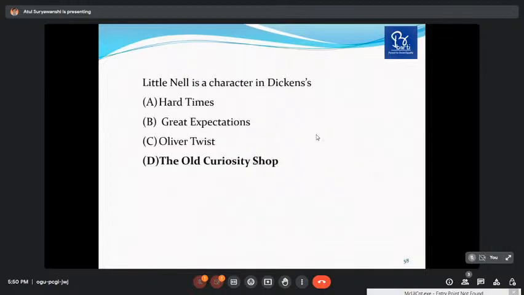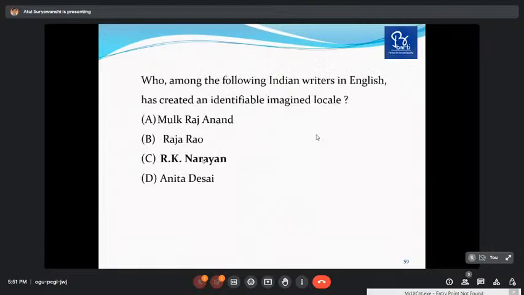The next question. Little Nell is a character in Charles Dickens' which novel? And this character, Little Nell, appears in The Old Curiosity Shop. Who among the following Indian writers in English has created an identifiable imagined locale? An identifiable imagined locale appears in the works of R.K. Narayan, Malgudi Days.